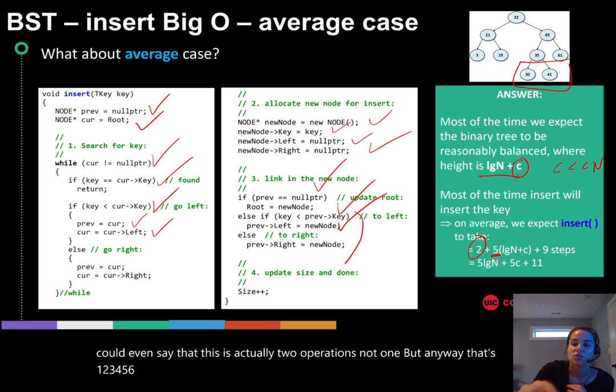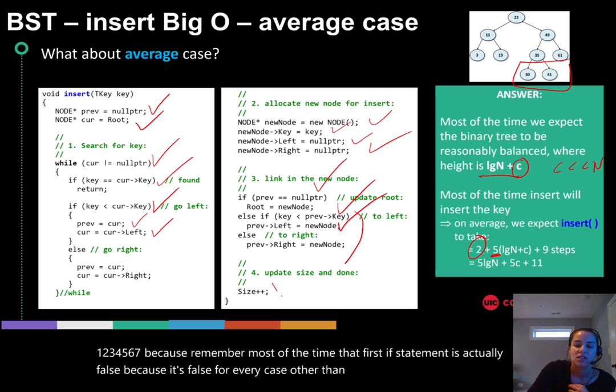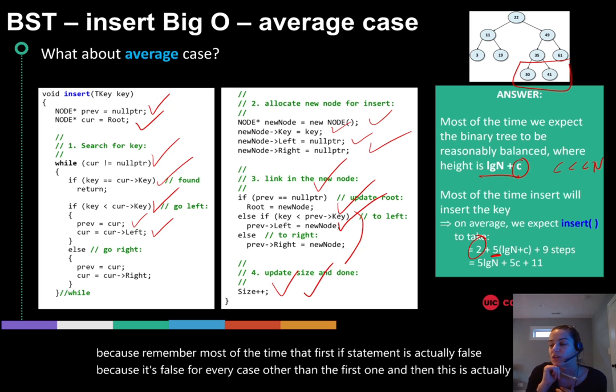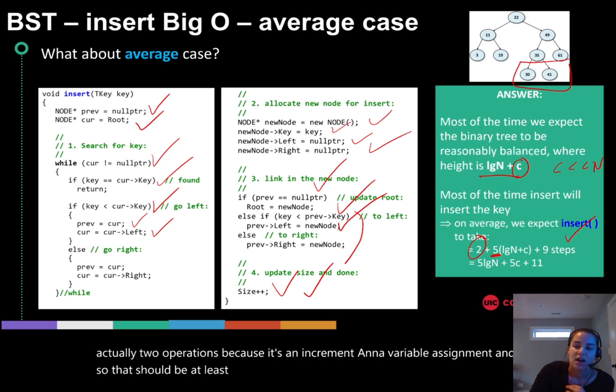Because remember, most of the time that first if statement is false, because it's false for every case other than the first one. And then this is actually 2 operations because it's an increment and a variable assignment, and so that should be at least 9. So that's where we get the 9.